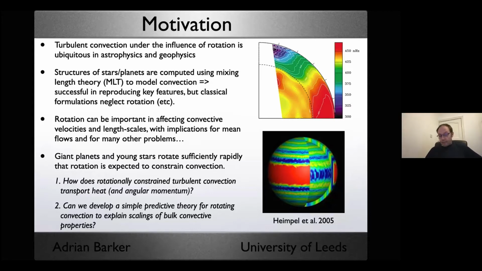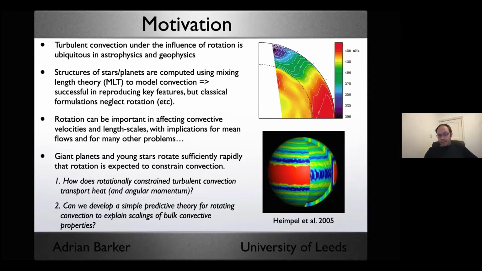On the bottom right, you can see a figure from a simulation of Jupiter's atmosphere, which shows the formation of zonal flows, which are generated through rotating turbulent convection in a spherical shell geometry. This is one circumstance, Jupiter's atmosphere, in which the turbulent convective fluid motions are strongly influenced by rotation.